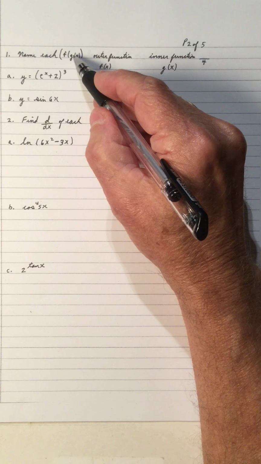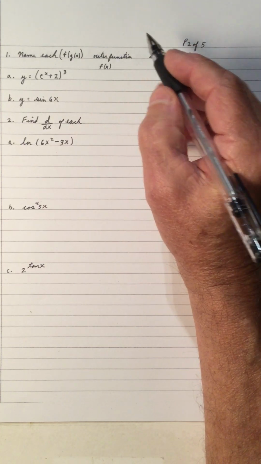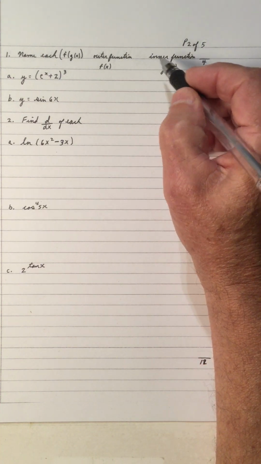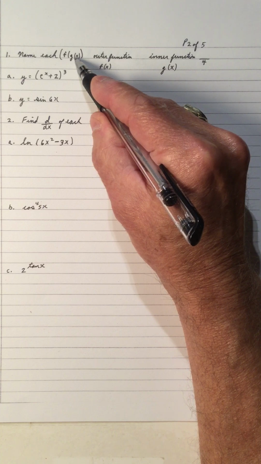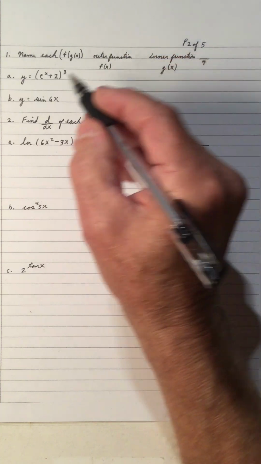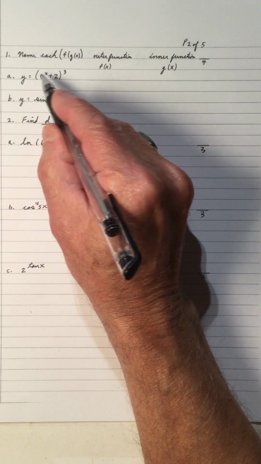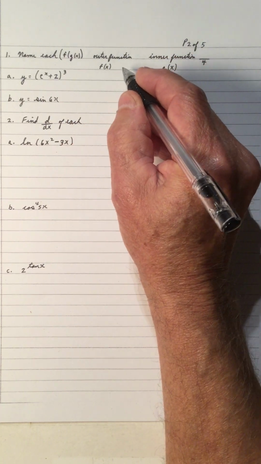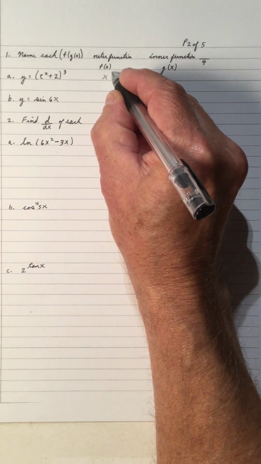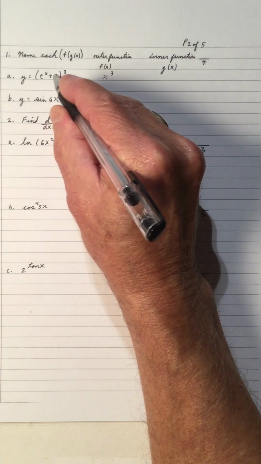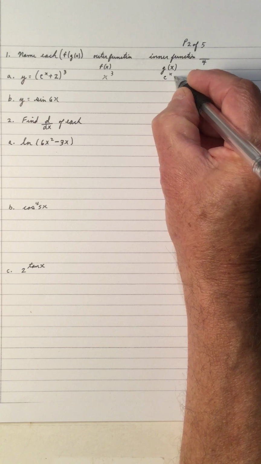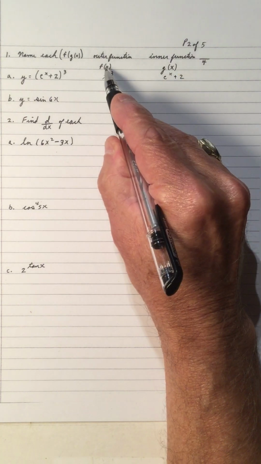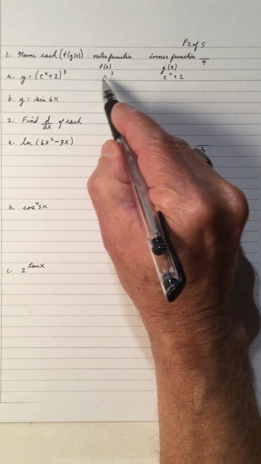Find each. This is f of g of x, a composite function. When we're doing the chain rule, we have an inner function and an outer function. The inner function is g of x, the outer function is f of x. In this one, y equals (e to the x plus 2) cubed. The outer function is x cubed, and the inner one is what's on the inside, e to the x plus 2. When you do composite, the g goes in here, so that makes this the inner, and that's the outer.